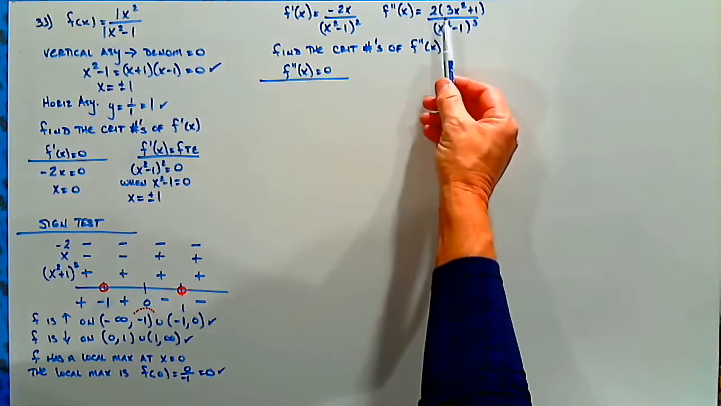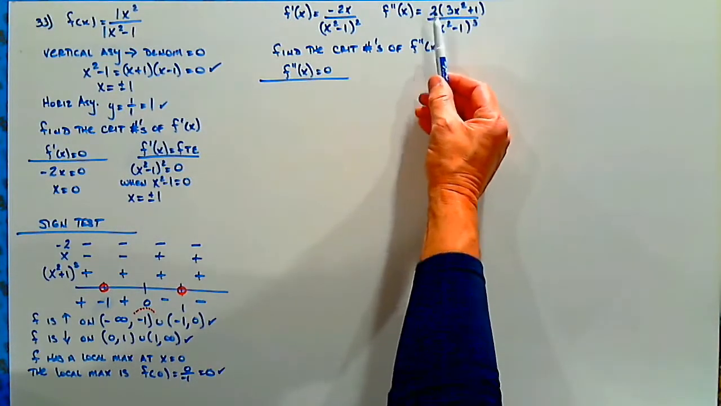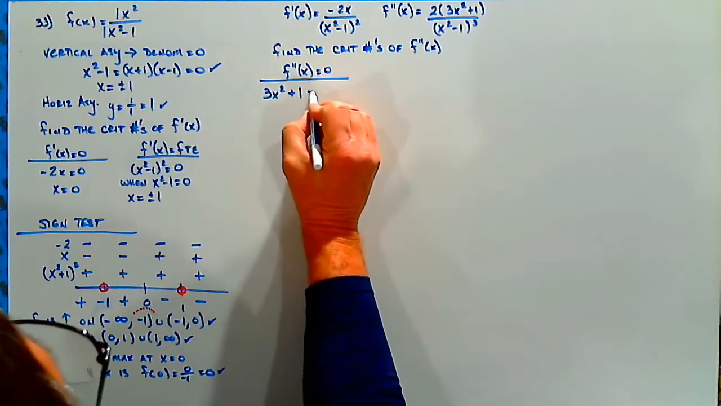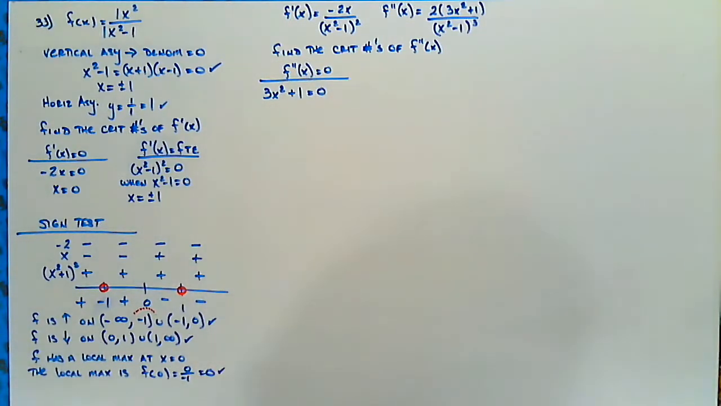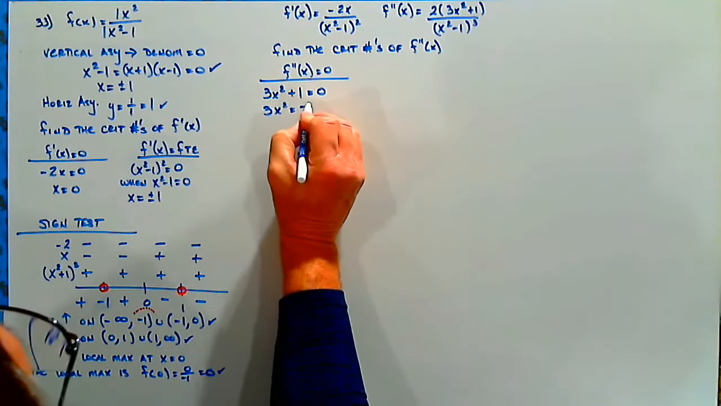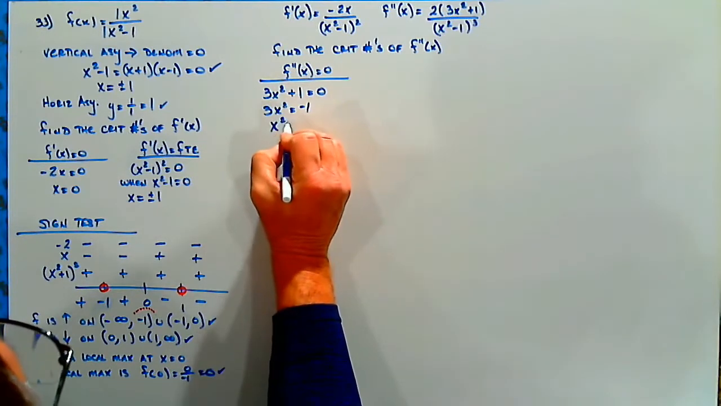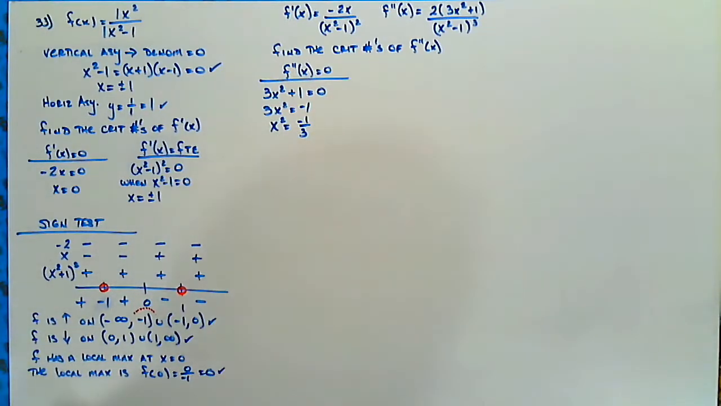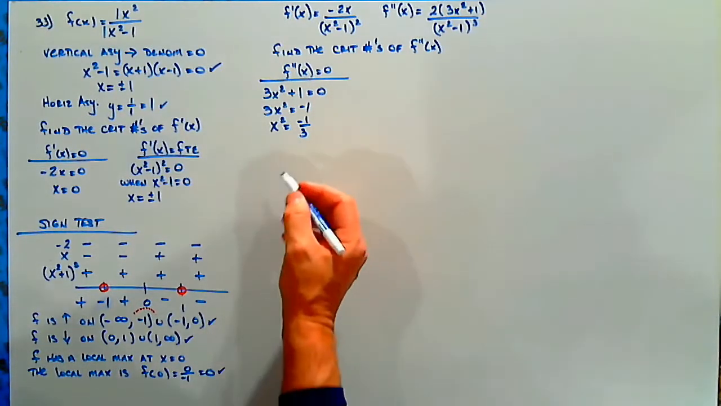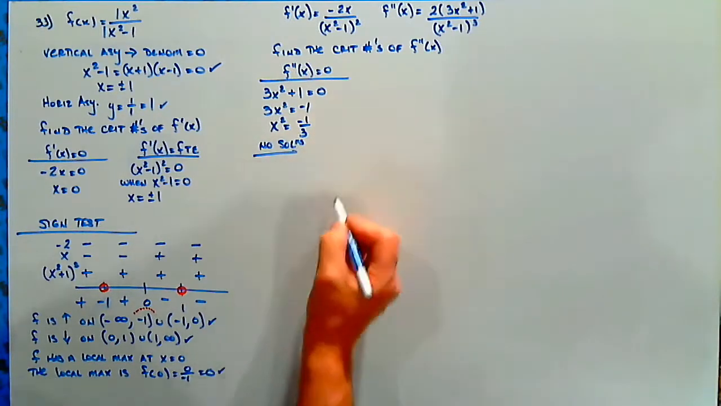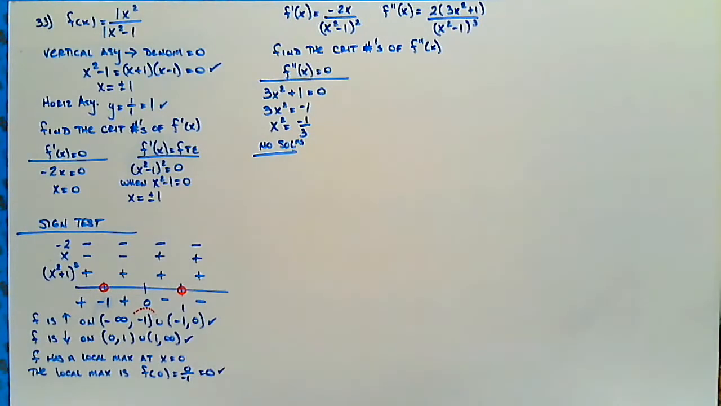Well, if we take a look at our numerator, 2 can't be 0. 2 is a constant. And even if we tried, 3x squared plus 1 cannot be 0. If you move the 1 over, you get 3x squared equals negative 1. You divide, you get x squared equals negative 1/3. When you square a number, you're not going to get a negative. A square is always positive. So this has no solutions. What does that mean? Well, that means we don't get any critical numbers for that case.